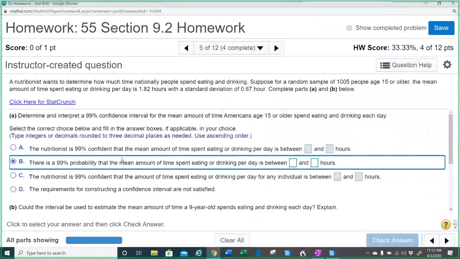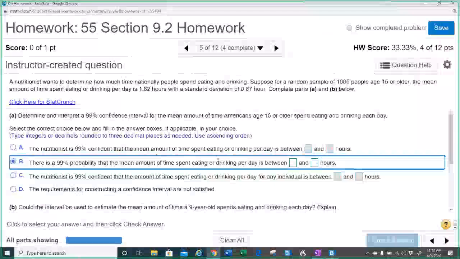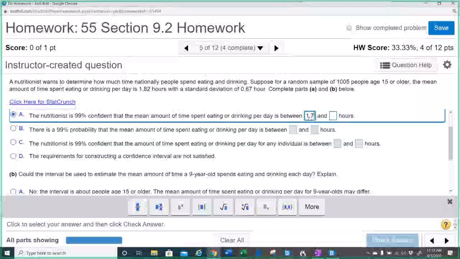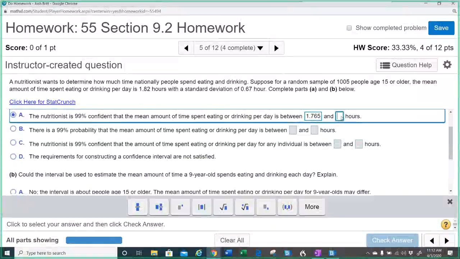So we want 99% confident. The mean amount of time spent eating or drinking per day is here and here. So 1.765 all the way up to 1.875.